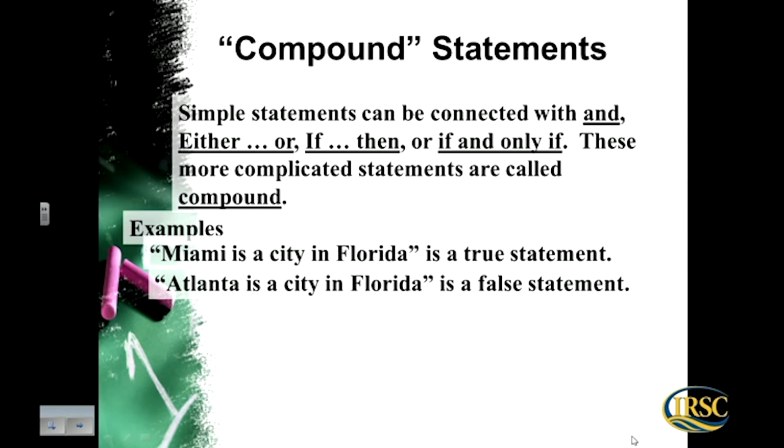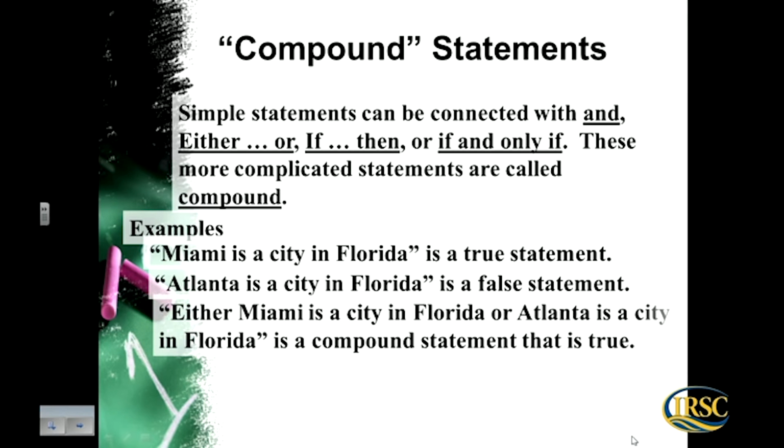We had Miami as a city in Florida as an example last time. And Atlanta is a city in Florida. So Miami is a city in Florida, so that's true. But the second statement is false. I can put these two statements together. See, these are called simple statements. You see none of those connectors in there. You don't see the words and, if, or, anything like that.